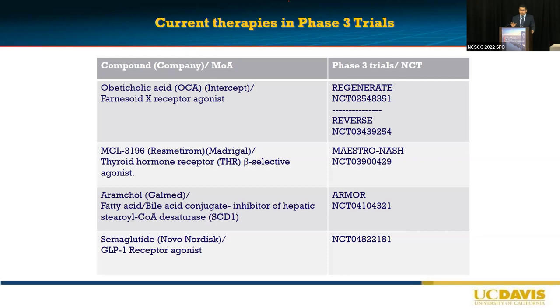I'll talk quickly about the drugs which are in the latest phases, which are the phase 3 trials. We know about OCA or obeticholic acid, which is a FXR receptor agonist. And there are two of their studies, Regenerate, which is for stage 2 and 3, and the Reverse, which is for stage 4, well-compensated patients. And then we have the MGL 3196 or the resmetirome, which is the Maestro NASH, which is for again stage 2 and 3. The Aramcol, which is the fatty acid bile acid conjugate inhibitor of hepatic stearoyl CoA desaturase or the SCD1, which is the ARMOR trial, and then the semaglutide, which is a GLP-1 receptor agonist.